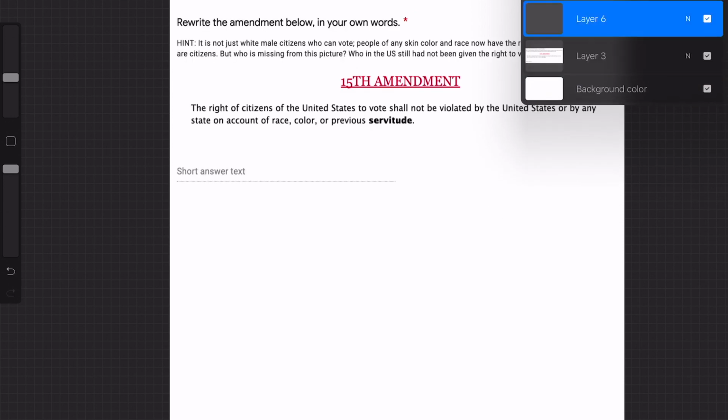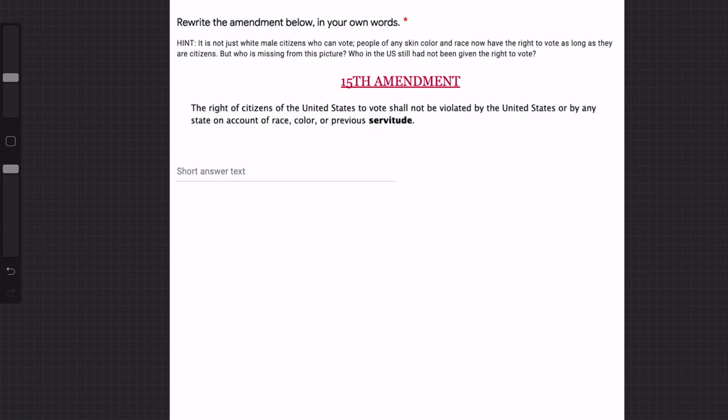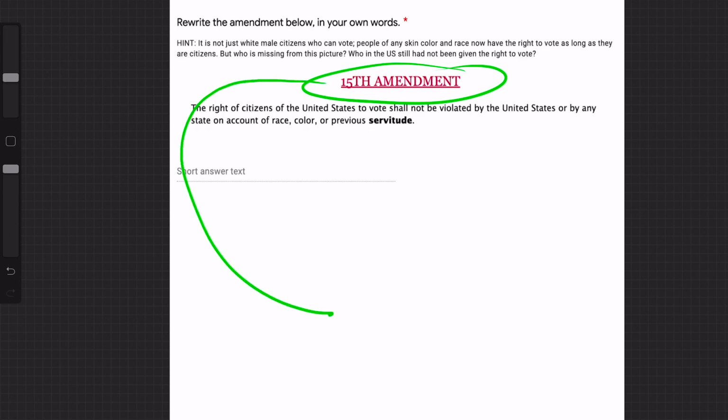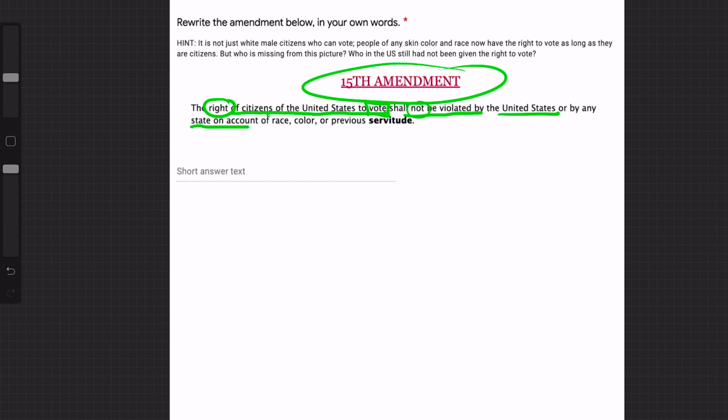Okay, the very last one. The right of citizens of the United States to vote shall not be violated by the United States or by any state on account of race, color, or previous servitude. So the 15th Amendment, even though it doesn't say it here, it is limited to just men, okay? The right of citizens in the United States to do what? To vote shall not be violated by the United States or by any state based on these things.